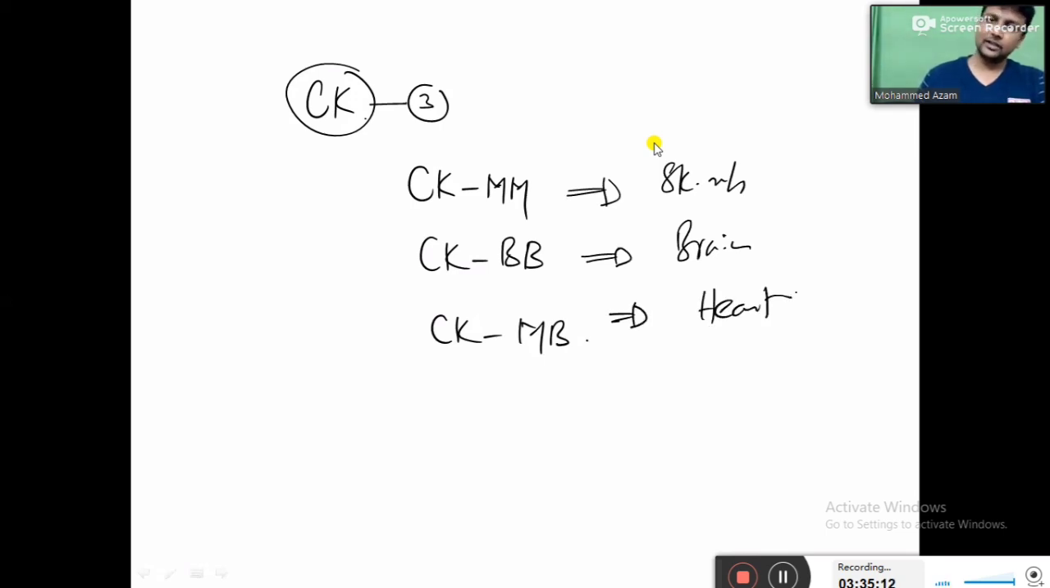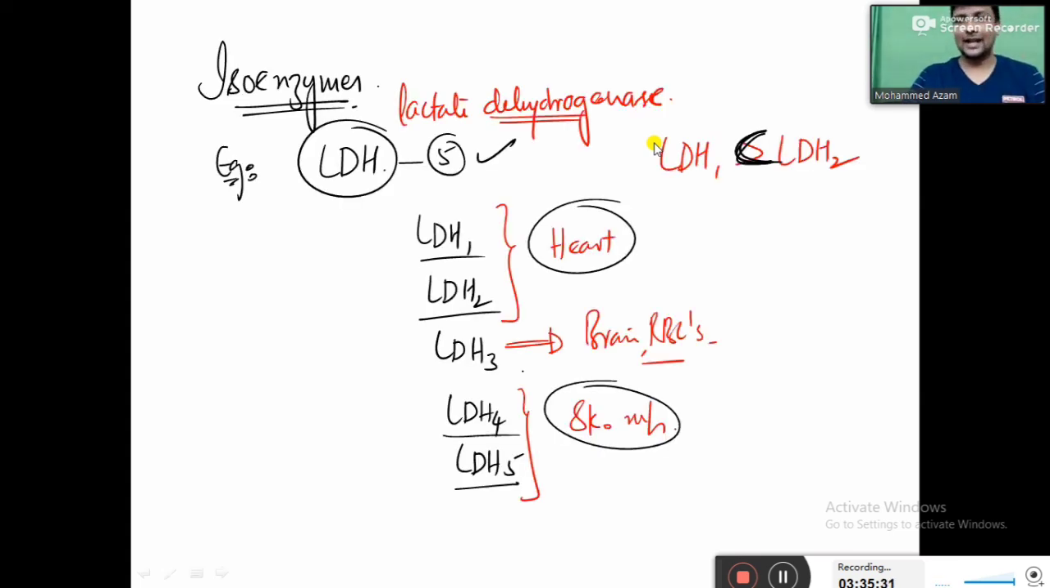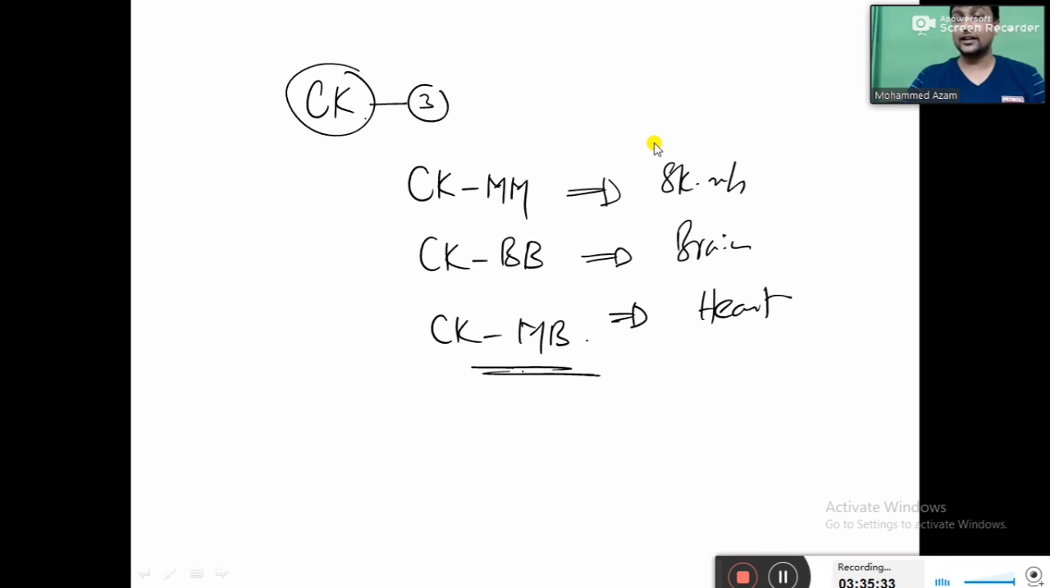Again, go into your second year, learn pathology. In pathology, in myocardial infarction, when a heart attack happens, this enzyme will be elevated in the blood. So all this will come in your clinical condition. So these two examples of isoenzymes are important. LDH has 5 isoenzymes, and then CK, that is creatine kinase.